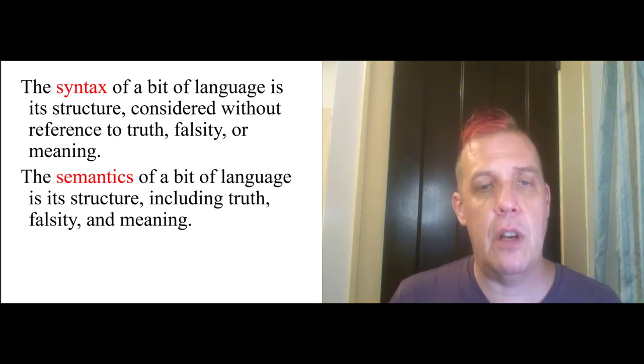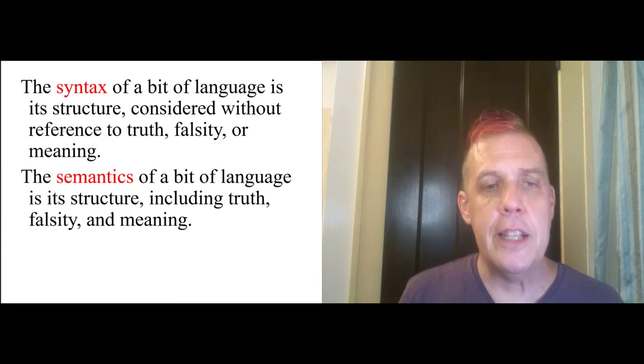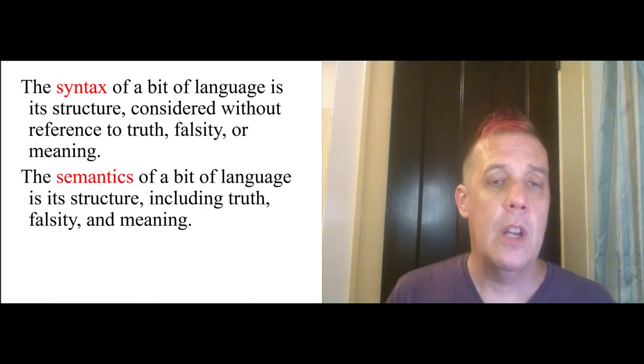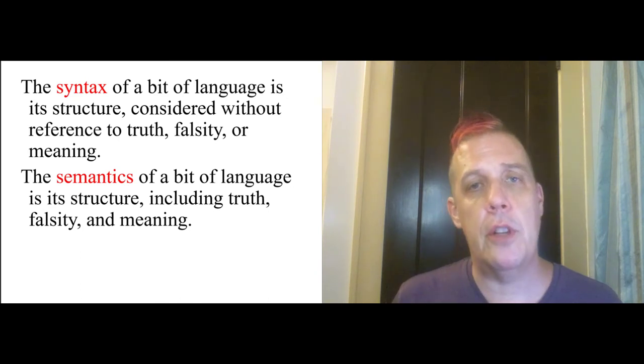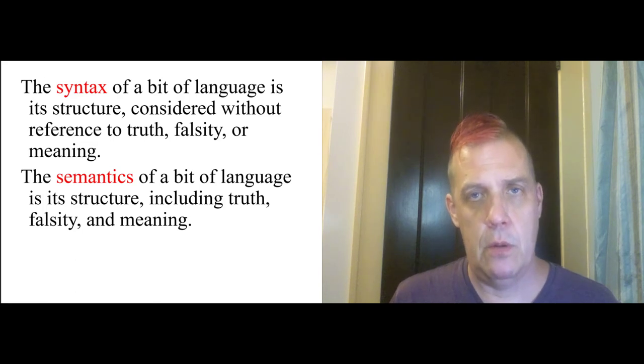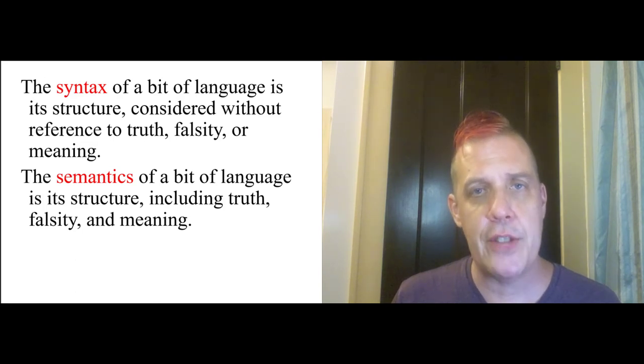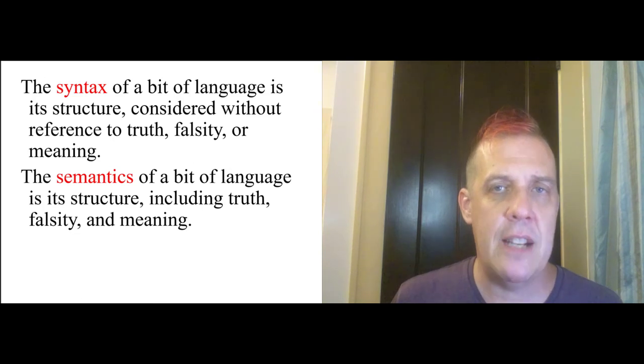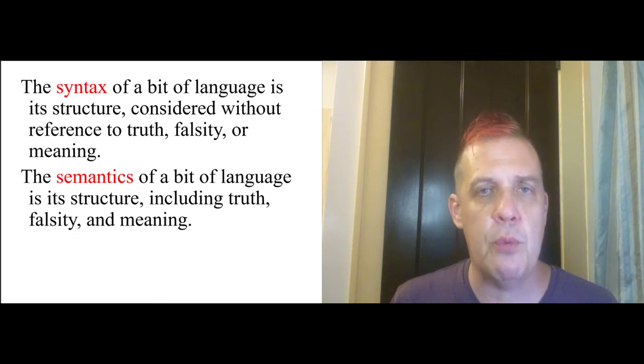Semantics is a bit of language and its structure, including truth and including meaning. So that includes truth and falsity. So, for instance, the computer that you are looking at now is a syntactic engine, because what it does is it processes language. It doesn't understand what the words mean. It just moves the words according to symbols. You, on the other hand, are understanding these symbols semantically. You are understanding them with regard to meaning.